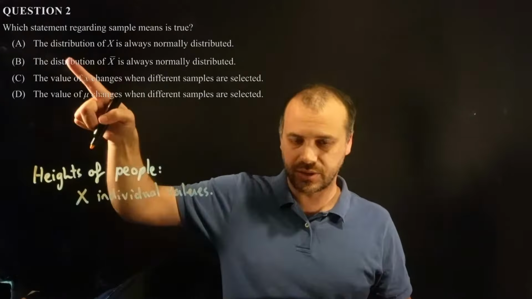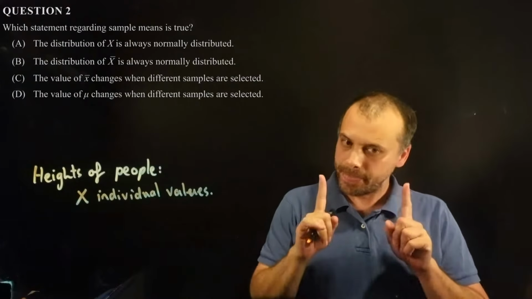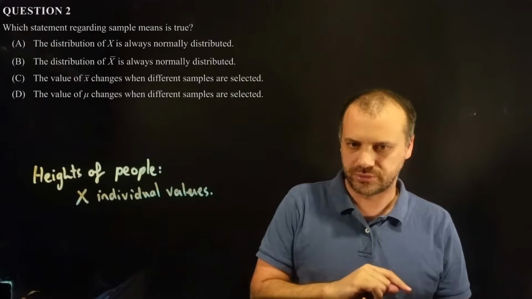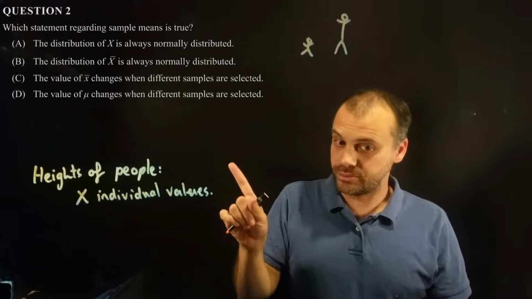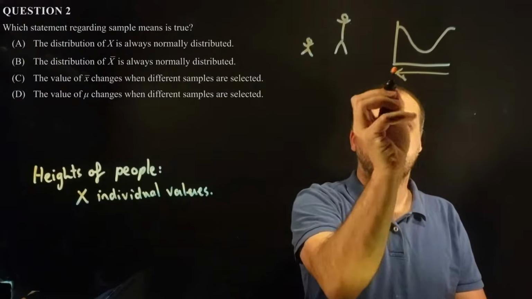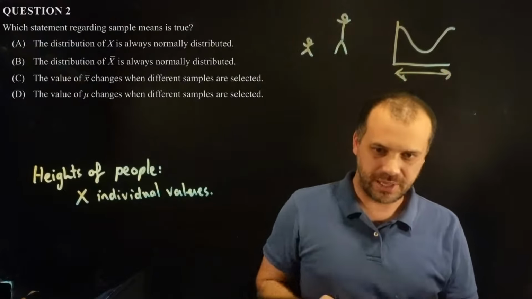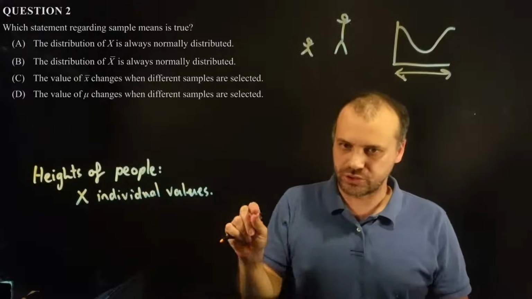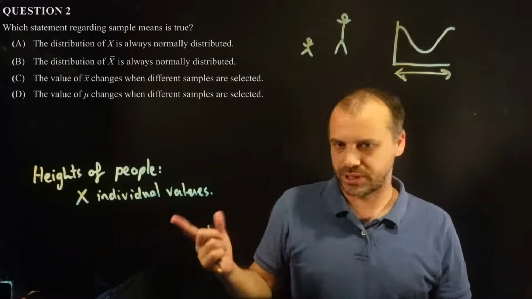So part A says the distribution of X is always normally distributed. Not always the case. Imagine if you were at a special convention for little people and basketballers, right? That is not going to be normally distributed. The distribution is going to look like that. Lots of shorter people and lots of taller people and not really many people in the middle. So, A, not always true. The population distribution is not always normally distributed.